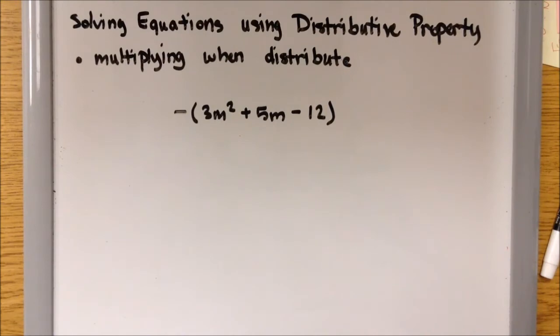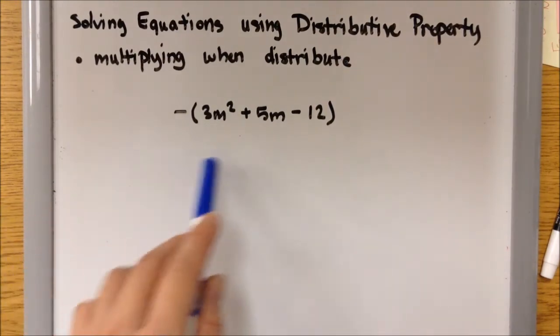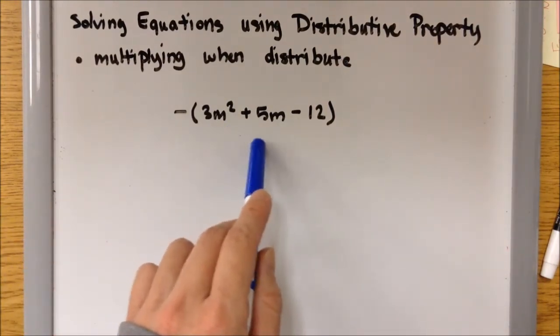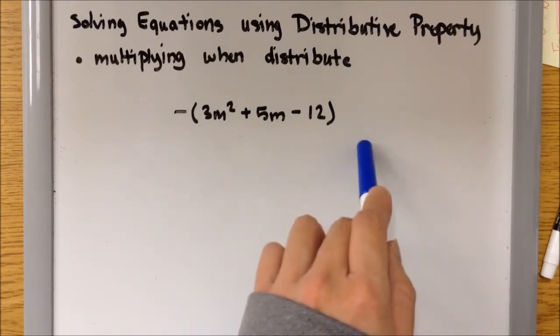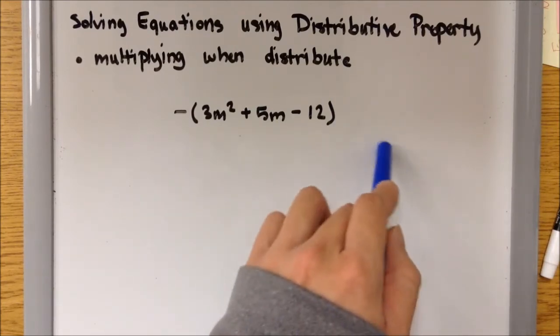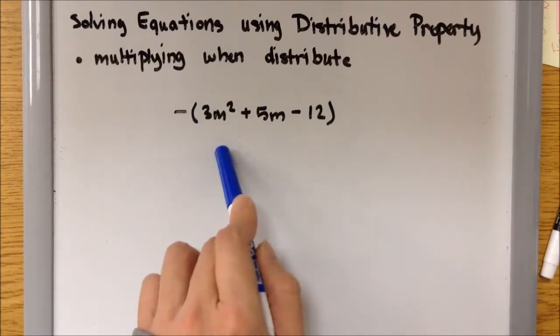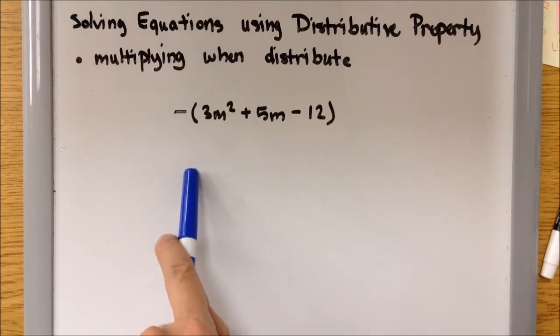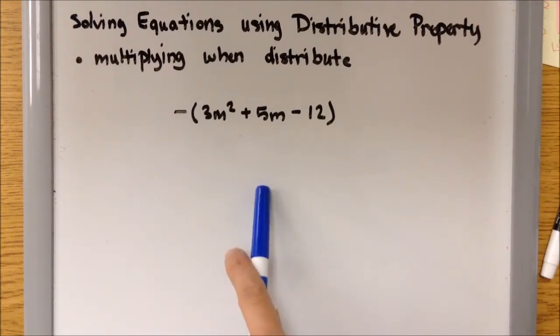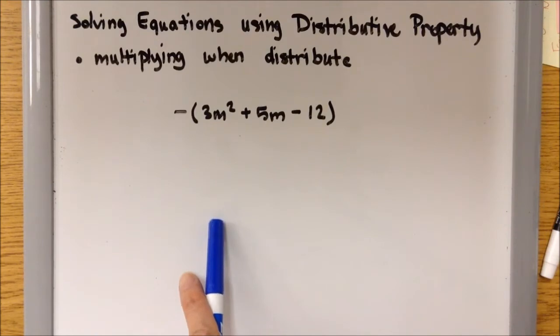In our second example, we have the negative of (3m² + 5m - 12). It doesn't have an equal sign, nor does it equal a number, so technically this is not an equation. It's simply an expression. When you have something like this, all you have to do is simplify. Simplifying means: do we distribute anything? Do we combine like terms?